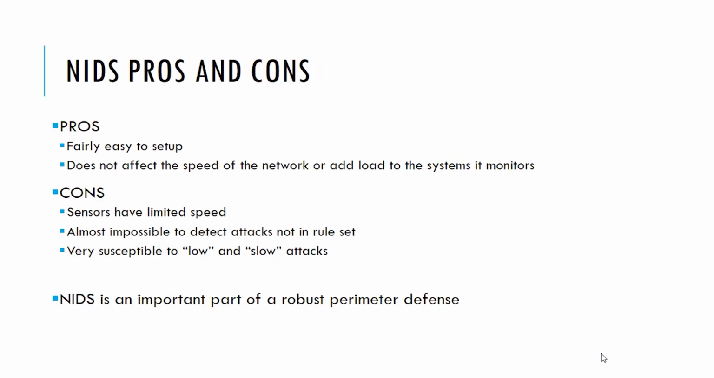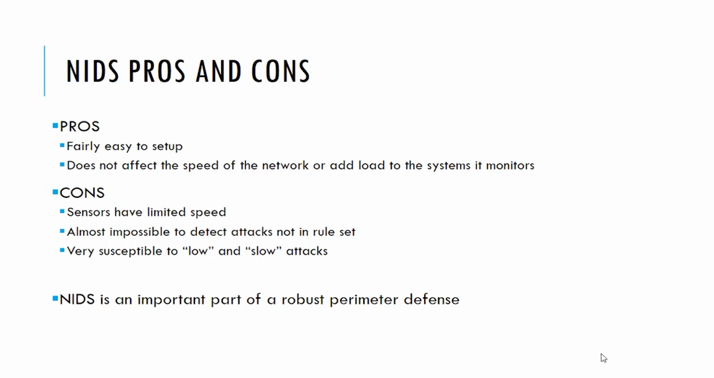Let's go over some of the pros and cons of the NIDS, the Network Intrusion Detection System. One of the pros is that it is fairly easy to set up. It does not need much effort to set up. It does not affect the speed of the network or add load to the system it monitors. This is very important, because some networks are very sensitive to security appliances and procedures that lead the network to poor performance. The NIDS most of the time does not.